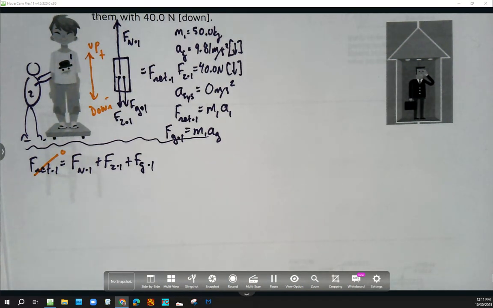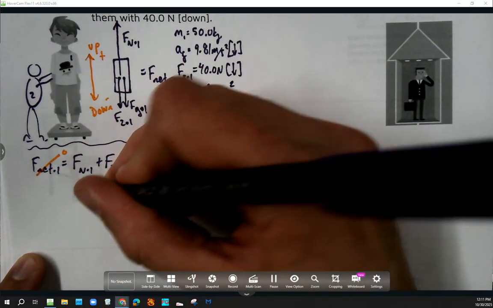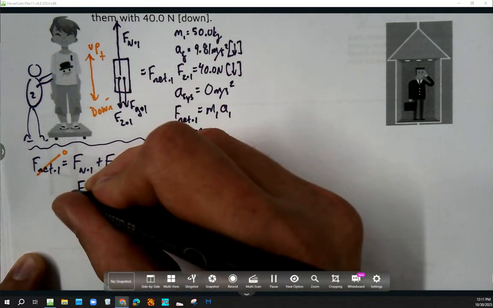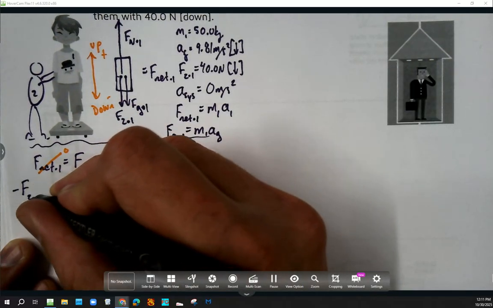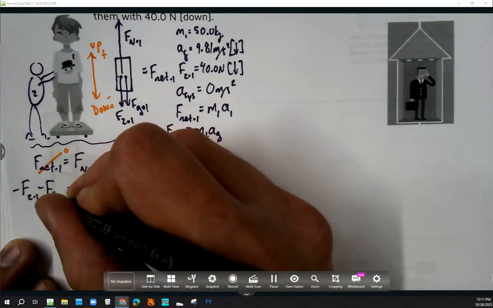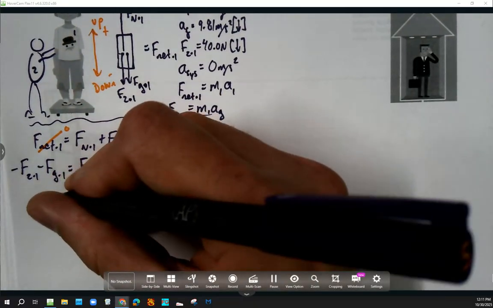And I say, well, what am I looking for? Apparent weight. Normal force. Okay, so I'm going to say normal force acting on 1. I'll get that all by itself. I take the others over to the other side. Force of 2 acting on 1 becomes negative. Force of gravity acting on 1 becomes negative. And if I'm trying to find the normal force, I think I can sub in my values.